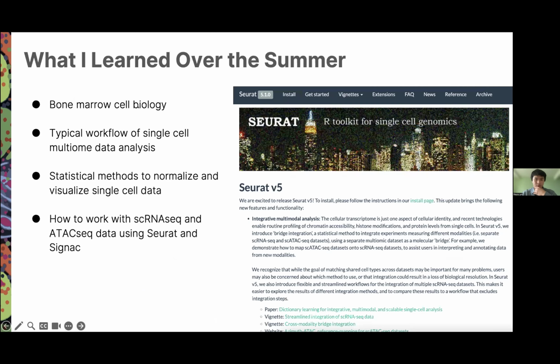I learned a lot over this summer and on this project, specifically about bone marrow cell biology, as well as the typical workflow for a single cell multi-ome data set, data analysis, as well as the statistical methods to normalize and visualize single cell data. I also learned about Seurat and Signac, which were developed by the Satija lab that Della was part of, which is really cool. And also how to work with the single cell RNA-seq and ATAC-seq data using these packages, these tools.